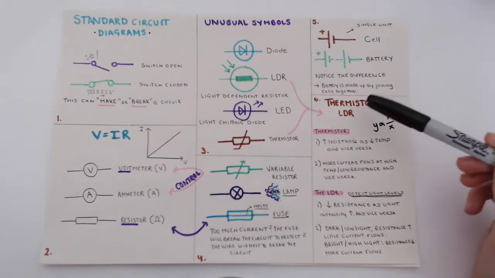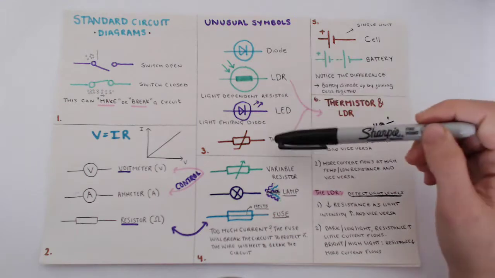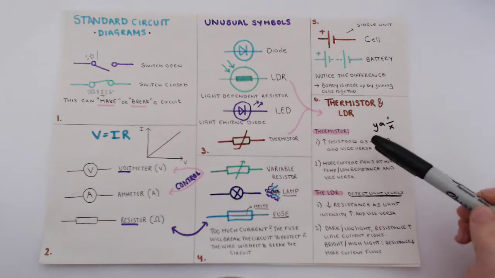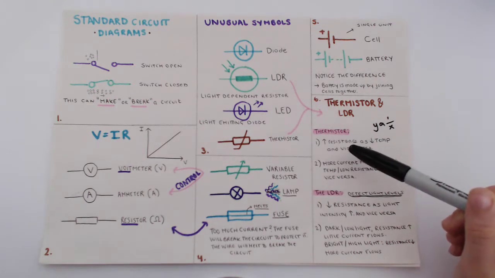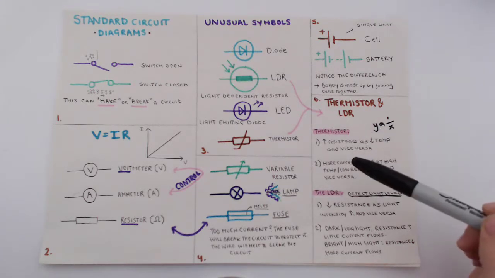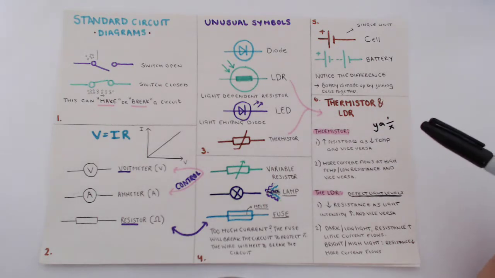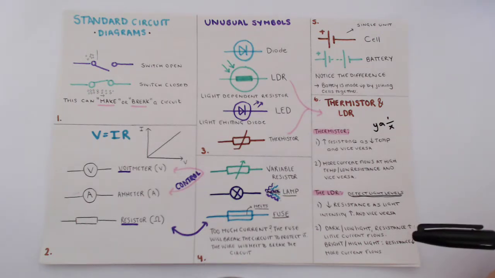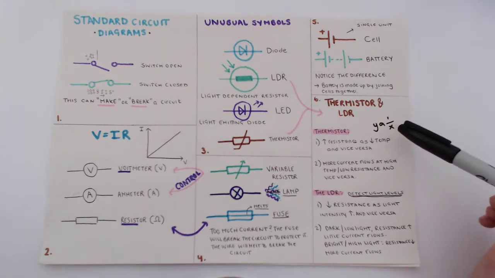Okay, now we're going to look at a thermistor and LDR. So thermistor and LDR in a little more detail, so a little more theory. For a thermistor, it's a relationship between resistance and temperature. Okay, so as the resistance increases, the temperature is going to decrease and vice versa. So as the temperature increases, the resistance is going to decrease. And they're related by this proportionality.